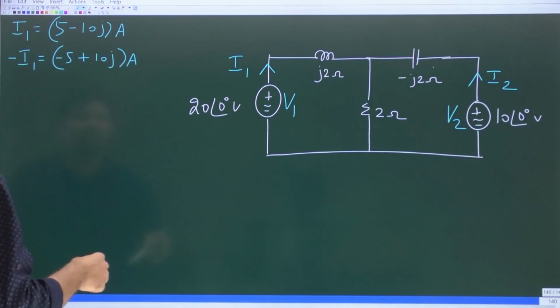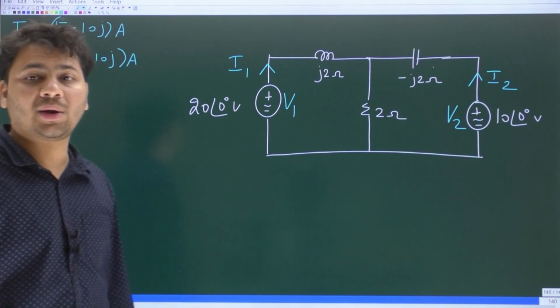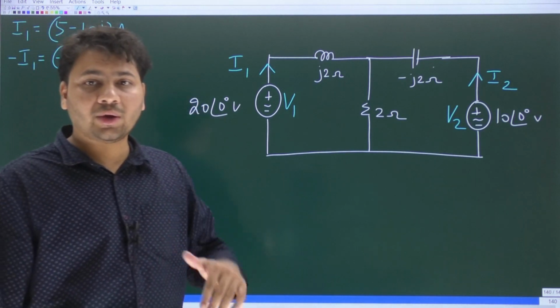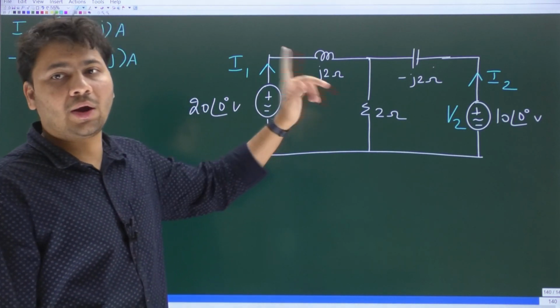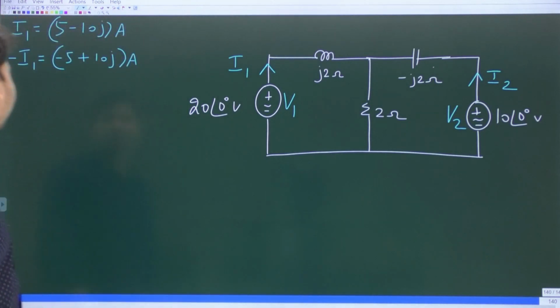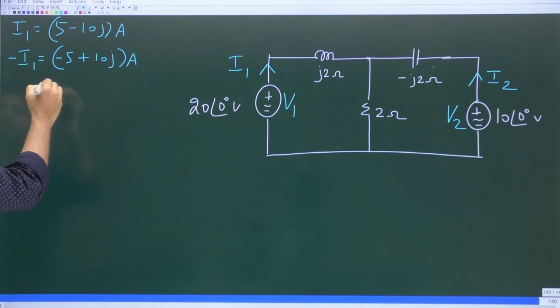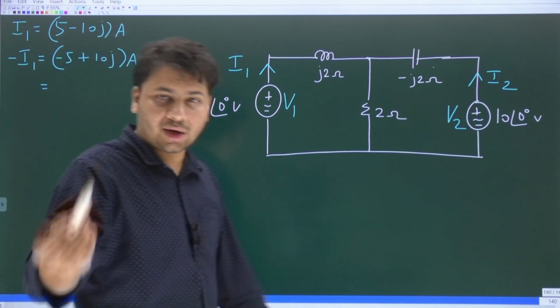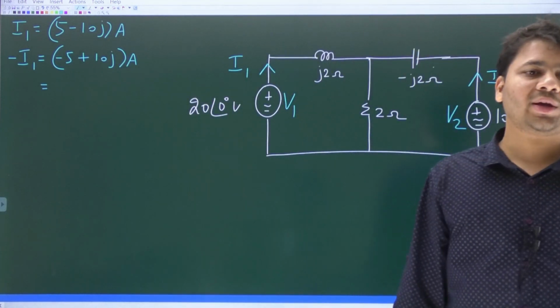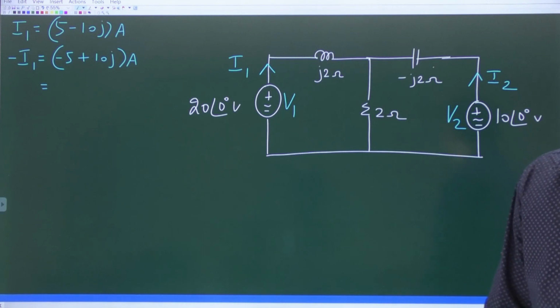Anyway, here I am directly finding the power absorbed, for which I should multiply voltage with the current flowing into plus. I1 is flowing out of plus, so the current flowing into plus is minus I1. I want you to tell me this minus I1, which is minus 5 plus 10J, in polar form.